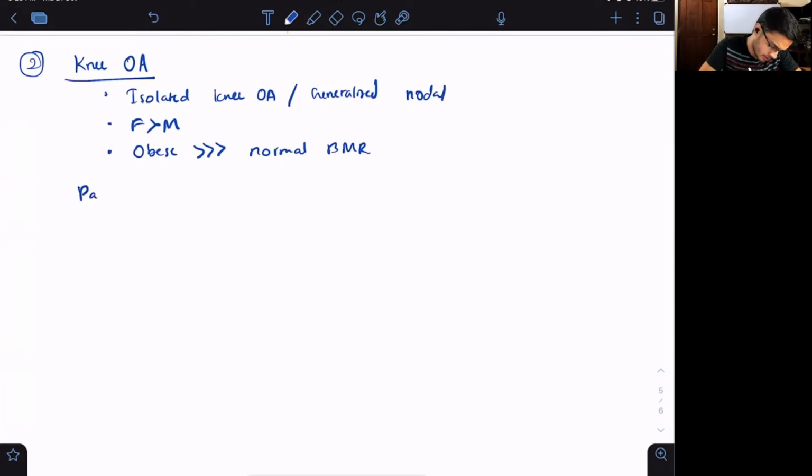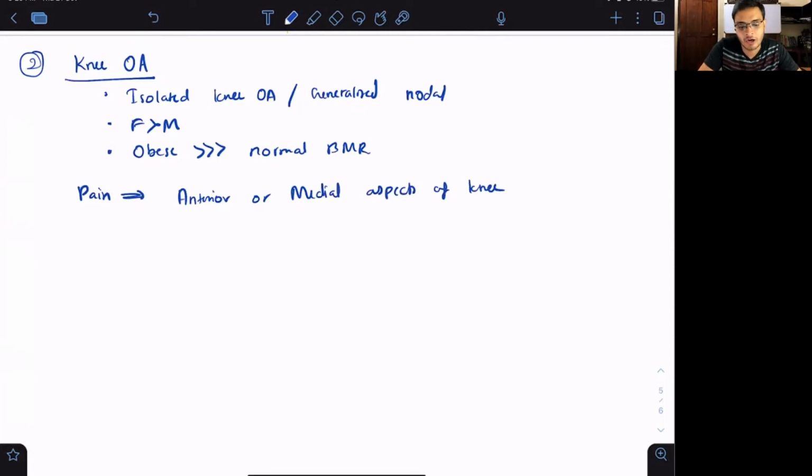Here, guys, the pain. Usually, this is localized to the anterior or medial aspects of the knee. There is, guys, reduced function, obvious. What do you do with the knee?